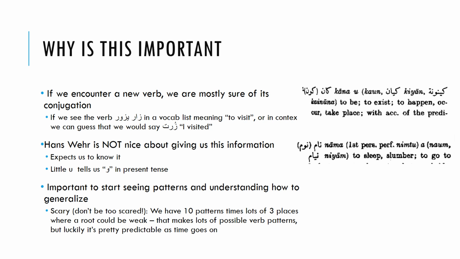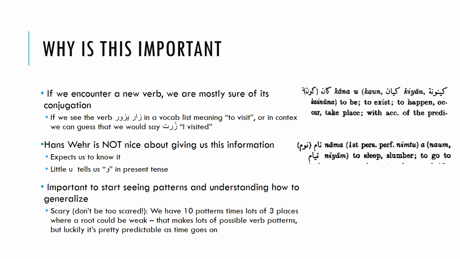Another reason why it's important to notice is that Hans Wehr is designed for people who know Arabic really well, and most dictionaries are. They're not nice to us, and they're not going to be, because they expect you to know this stuff. The way you used to learn Arabic is I would hand you a bunch of conjugation charts, you would do a bunch of conjugation, then you would get a dictionary and read a bunch of stuff. That's not a good way to learn languages, but that's what the people who wrote these dictionaries 50 years ago expect.